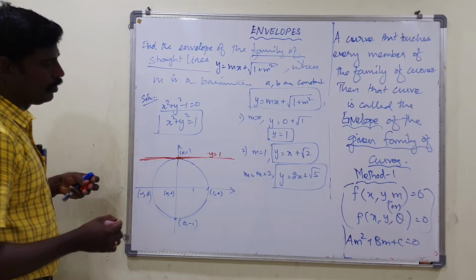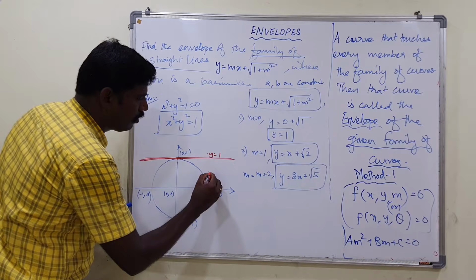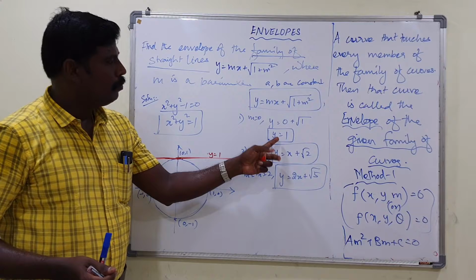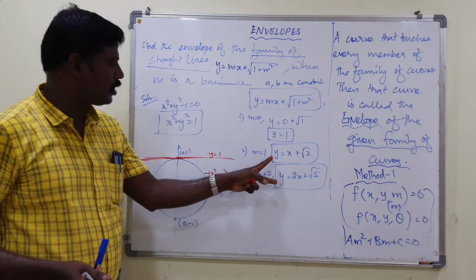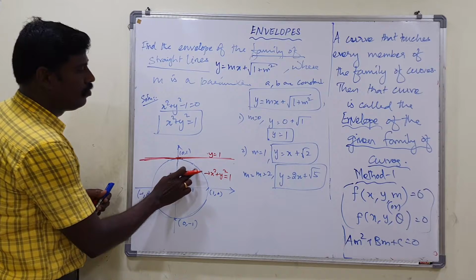This curve, what is this curve? x square plus y square is equal to 1, isn't it? So this curve touches the member of this family. This is one member of this family, y equal to 1, right? So this curve touches the member of the family. Similarly, you can draw these two straight lines. Both of the two straight lines touch the given curve. Therefore, this curve is called the envelope of this family of curves.